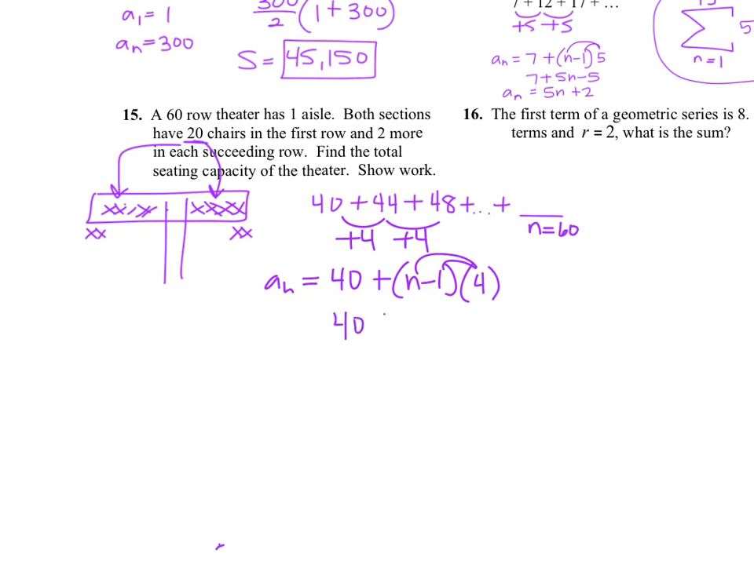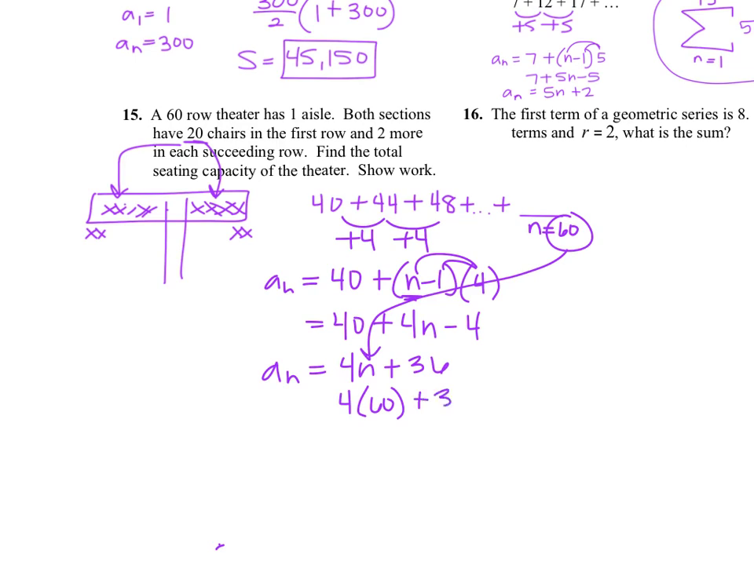So 40 plus, actually, you know what? Well, whatever. We'll do it this way. I feel like this is how I've been doing it, so we'll just stick with it. You could technically just plug in your n right here, your 60, and that will help you find your last term. But we'll make the explicit formula. So 4n plus 36 will be our last term. So if we take that 60 and plug it in here, you're doing 4 times 60 plus 36, we get that our a sub n, our last term, is 276.